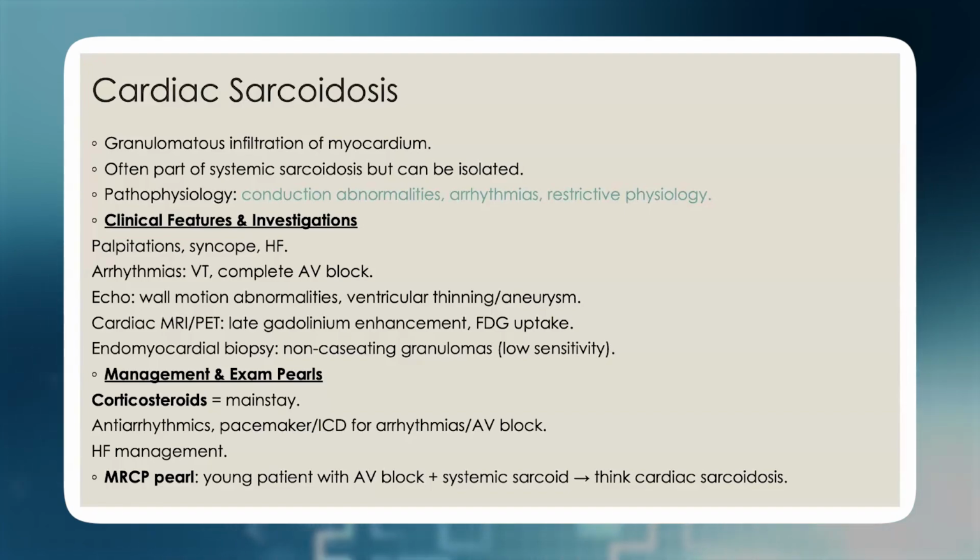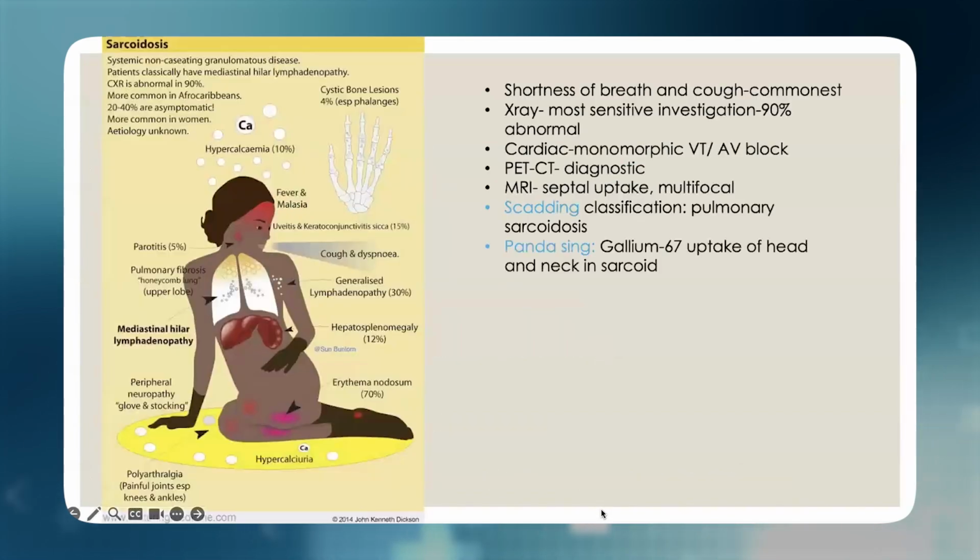What kind of arrhythmia is common in sarcoidosis? There can be any kind of arrhythmia, but among tachyarrhythmias the commonest is monomorphic ventricular tachycardia. AV block is also quite common. The rest of it is heart failure management. So if a young patient has AV block and systemic sarcoid features, then think of cardiac sarcoidosis.